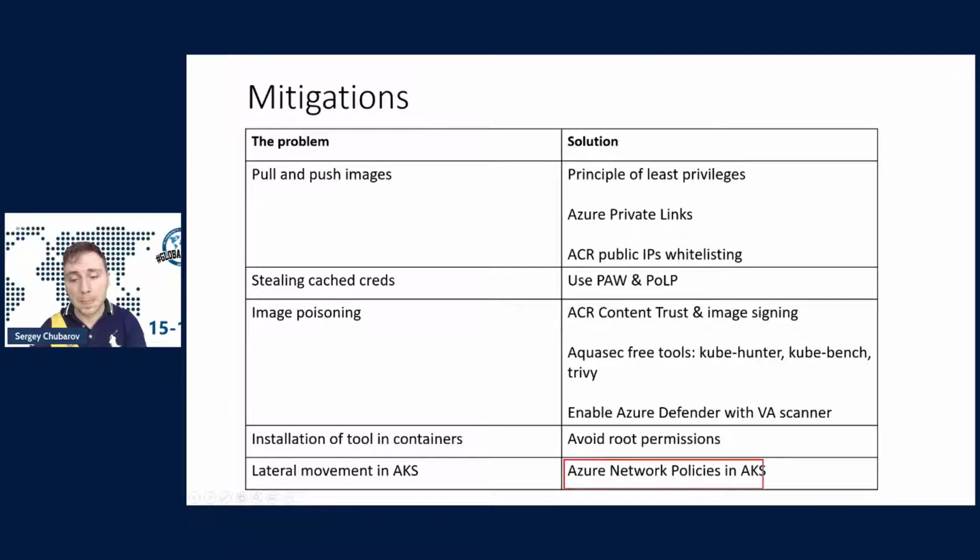And finally, when I have access to one container, and from one container I jump to other containers, that's called lateral movement. By default, in Kubernetes and AKS, I can do it. So if you want to stop that, there's a configuration called network policies in AKS. You may tell which container may communicate with other containers, and how they can communicate. So you may control the communications between containers inside of the Kubernetes.